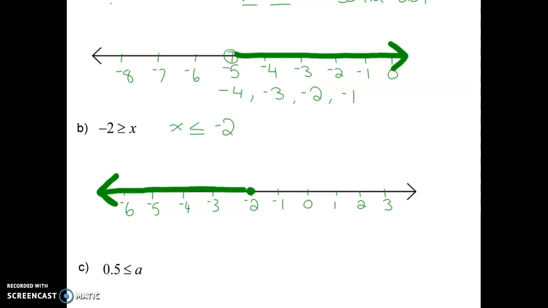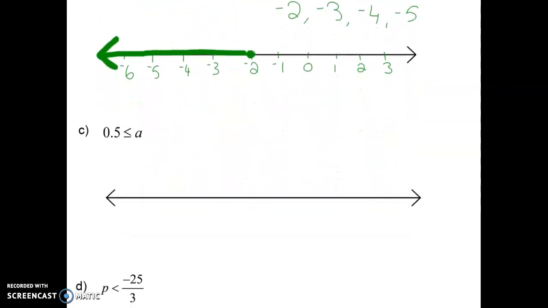Once I have that done now, I can list 4 numbers that satisfy that. And I could pick things like -2. I can pick that this time because it's included. -3, -4, and -5.